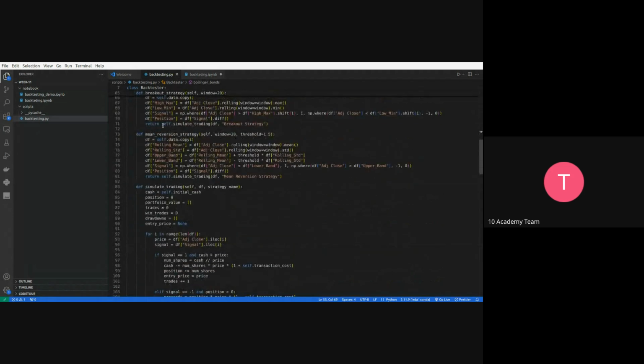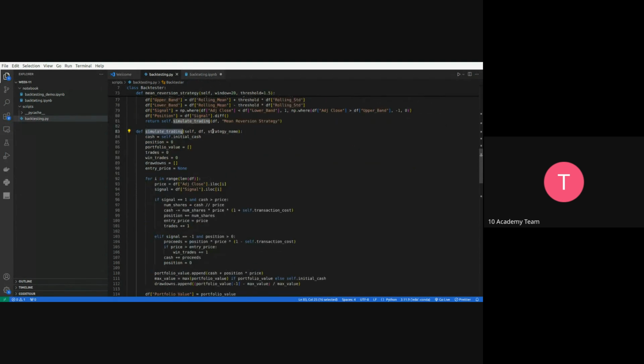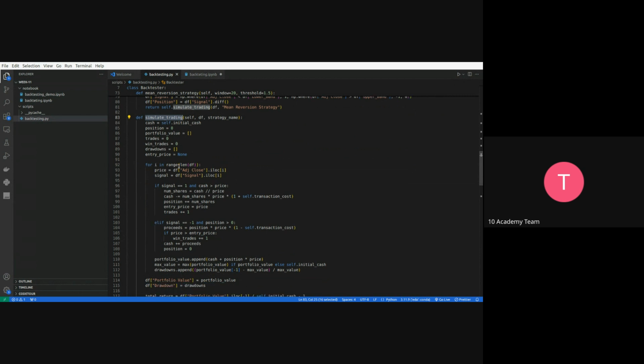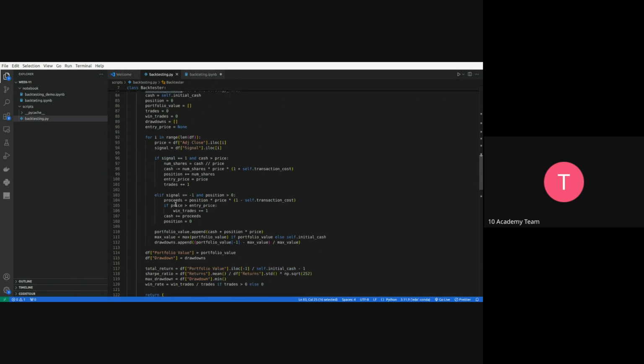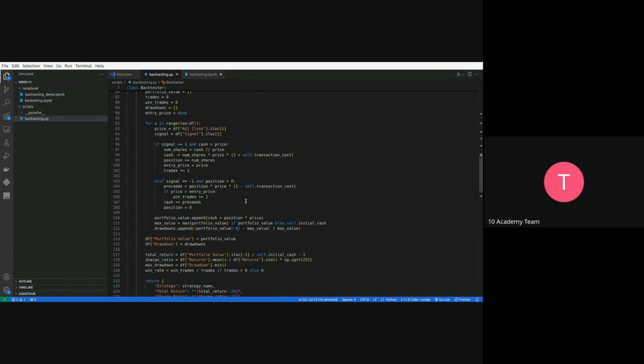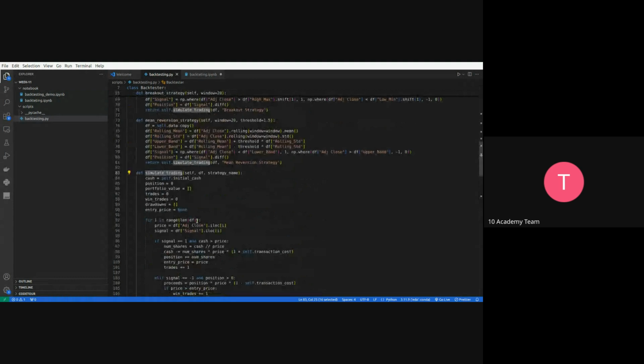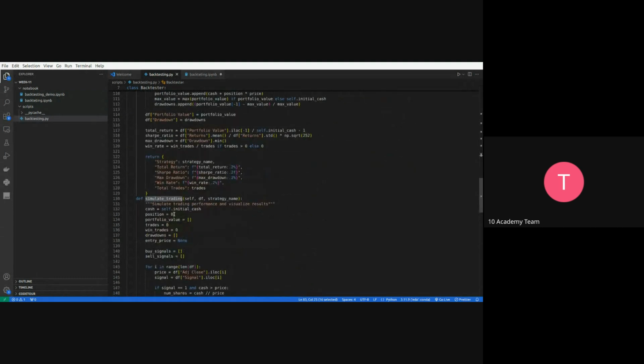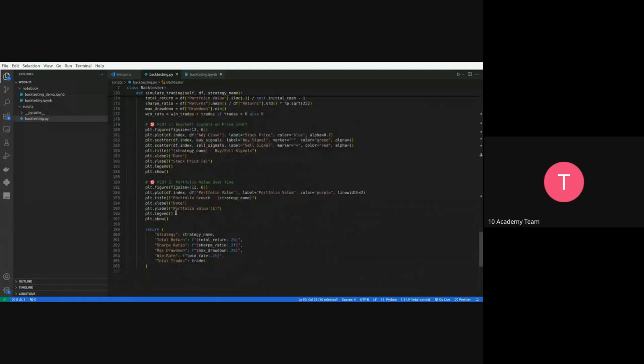But here, what I want is to try to simulate every strategy by giving some signal, and we'll see it here. Yeah, this is simulate trading, and I put some plots here, scatter plots and something like that.